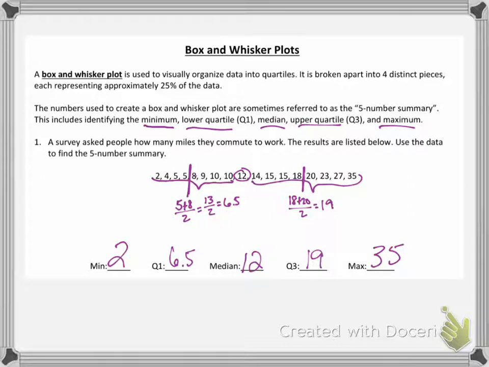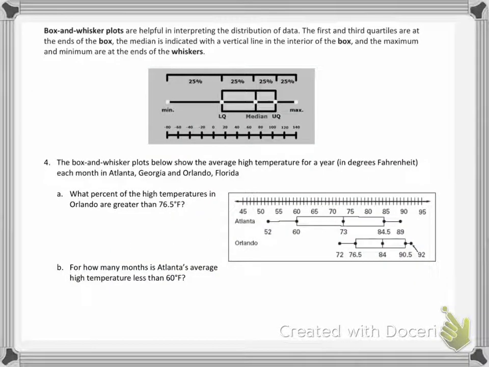So that's how you find what's called the 5-number summary, and that's what would allow you to make a box and whisker plot and do some interpreting with that. So let's go ahead and apply that to a handful of word problems here. So you can see another example of a box and whisker here on this screen.